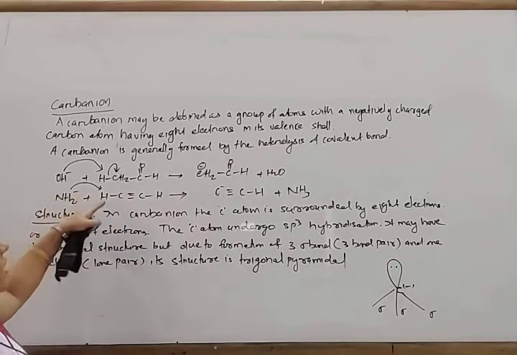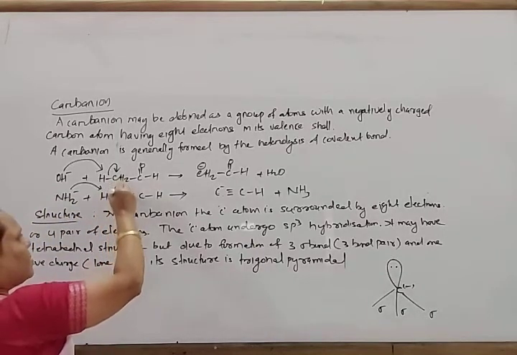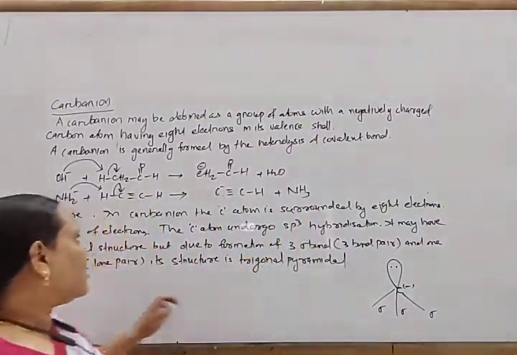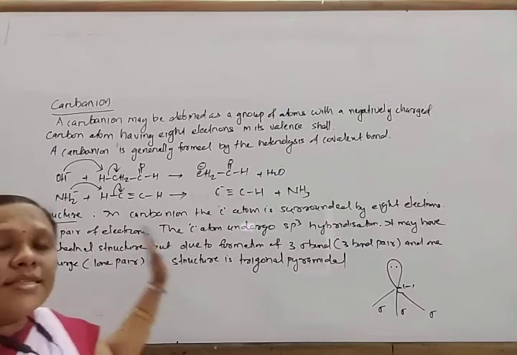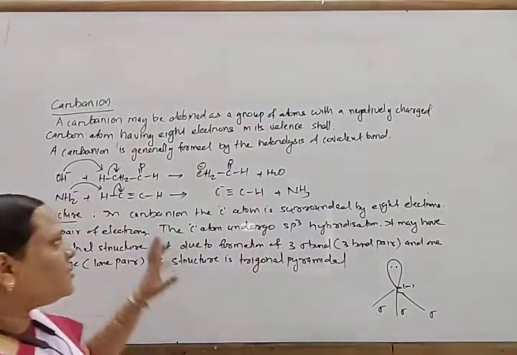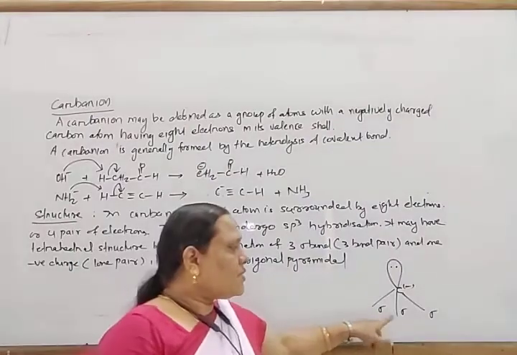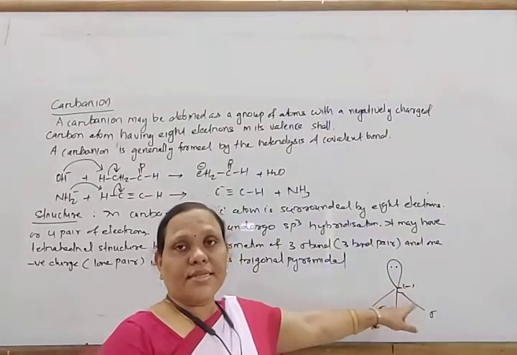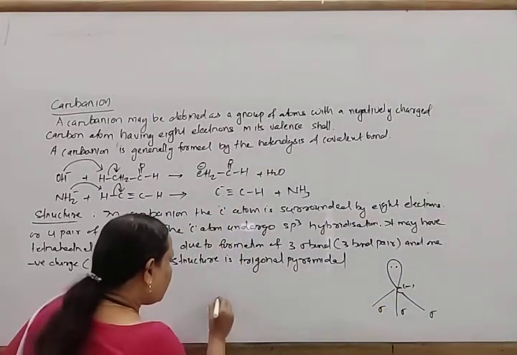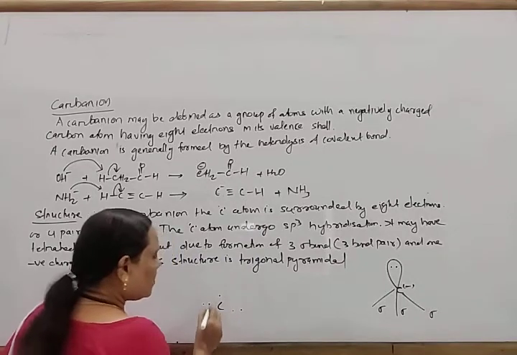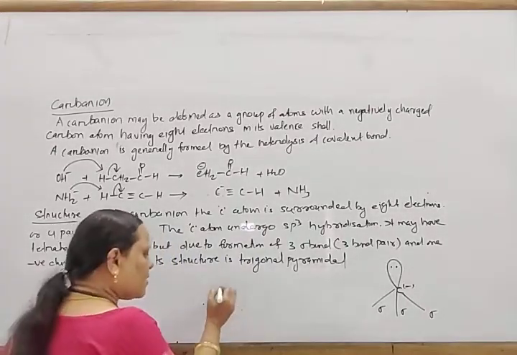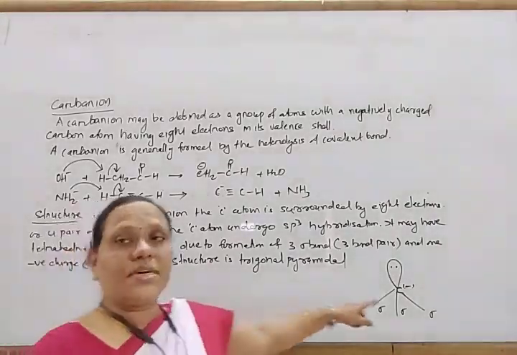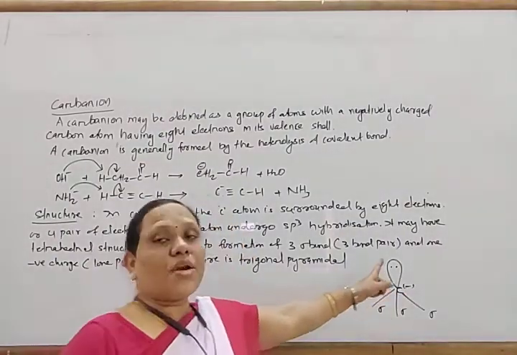In this way, NH2 minus attacks the H plus ion and this electron pair shifts towards the carbon. As a result, there is a formation of a carbanion intermediate. So what is the structure? Here the carbon atom is surrounded by 8 electrons. It forms 3 sigma bonds and has another pair of electrons, for which it carries the negative charge. Carbon has 4 electrons and forms 4 bonds; if it receives another electron, it is surrounded by 8 electrons. So 8 electrons means it carries one negative charge. It has a total of 4 pairs of electrons.